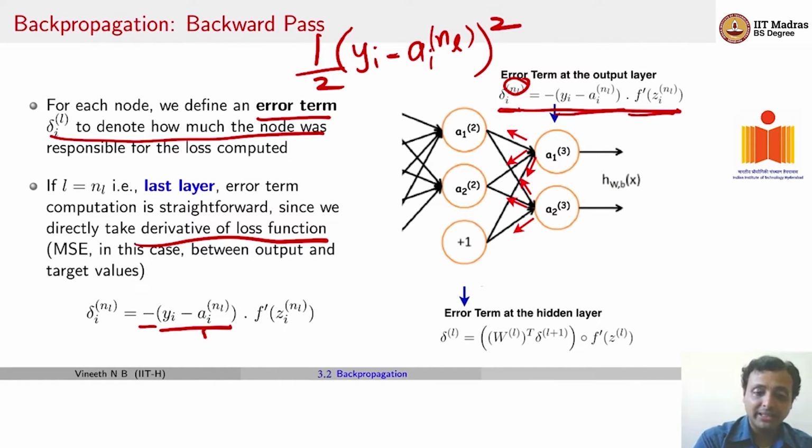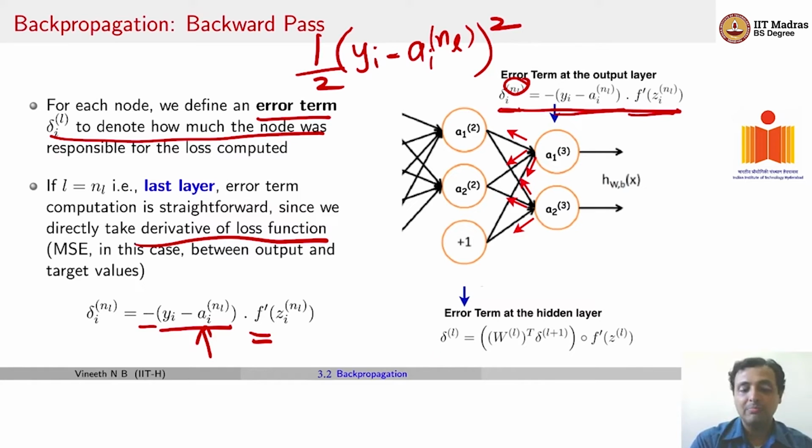But remember that a_i itself is a function of z_i. The way we defined it, you apply an activation function f to z_i and then you get a_i, which means in the chain rule, you would then have f prime of z_i^(N_L), where a_i is given by f of z_i^(N_L). So that's going to be the error term at the output layer.